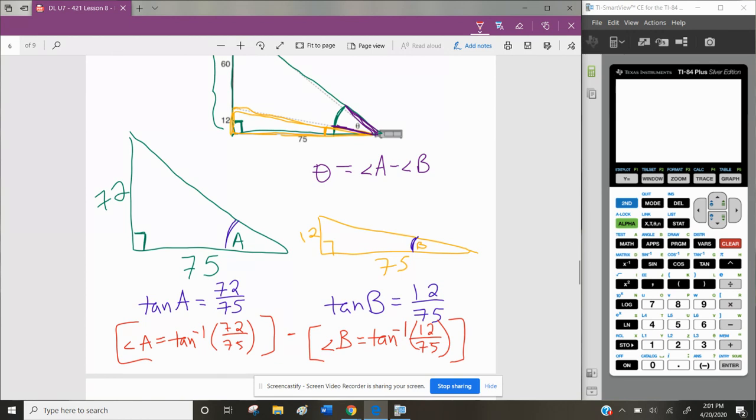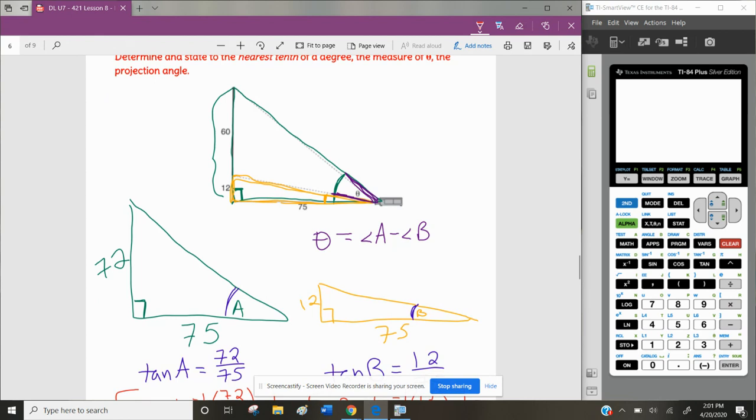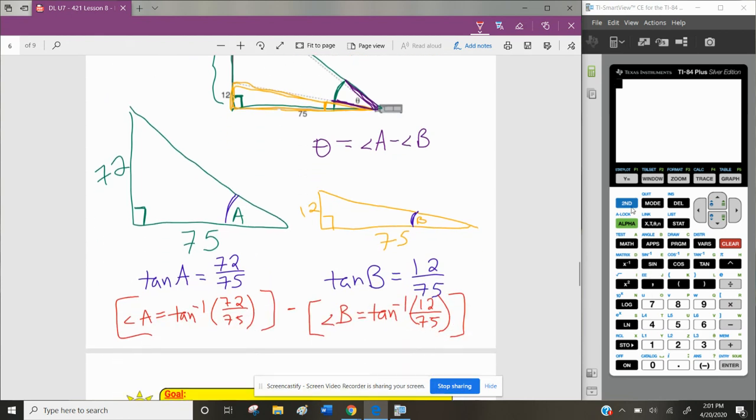And that answer is going to give me theta, which we are going to round to the nearest tenth. So I'm going to put this right in my calculator. So remember, I have to hit the second button, tangent. Make sure your calculator's in degree mode or you're going to get some weird answers. Okay, and from that, I'm going to subtract second tangent to get the arctan of 12 divided by 75. Enter: 34.7 when we round to the nearest tenth.